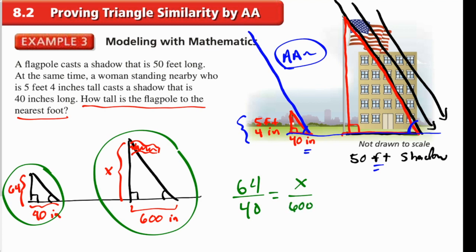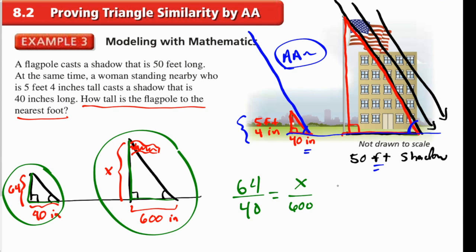Remember, proportions have to be written following a pattern. So I took the height of the person and put it over the shadow of the person. Height over shadow. And then I took the height of the flagpole and put it over the shadow of the flagpole. Height over shadow. That is a consistent pattern that we followed when writing the proportion. Proportions must follow patterns. Now we know how to solve these.